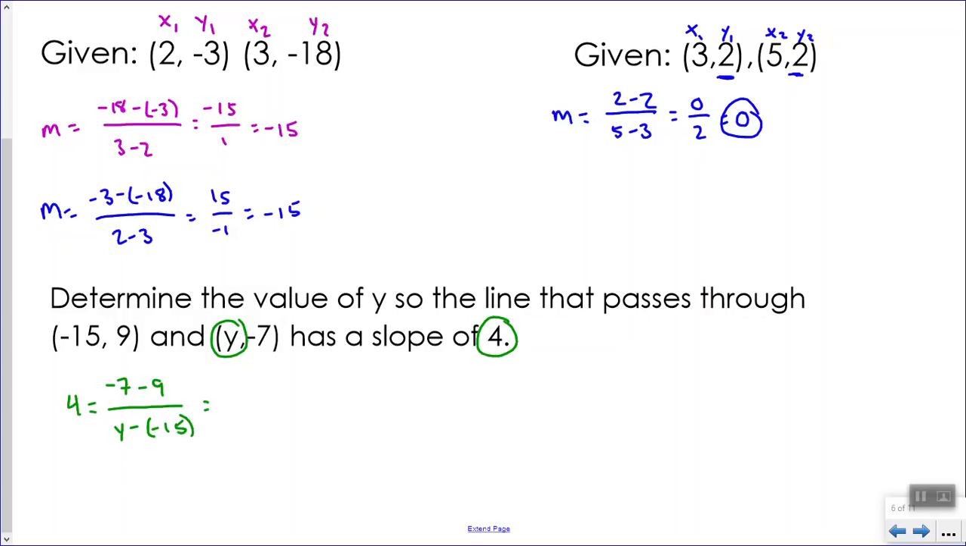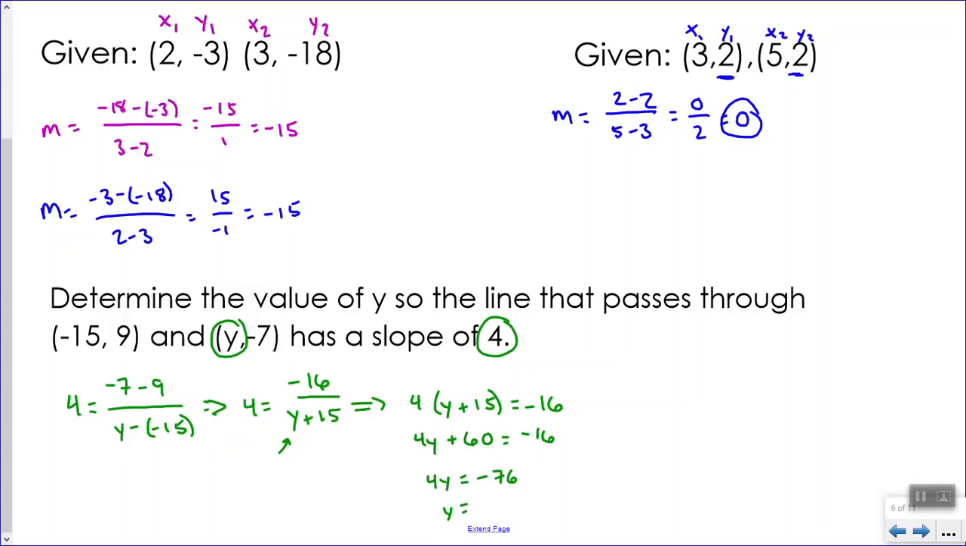And now we can just go through and solve. So we're going to have 4 equals -16 all over y plus 15. And now since y is in the denominator, we're going to multiply both sides by y plus 15. So we have 4 times y plus 15 equals -16. And now we just go ahead and solve this out. So 4y equals -76, which means that y is going to be equal to -19.